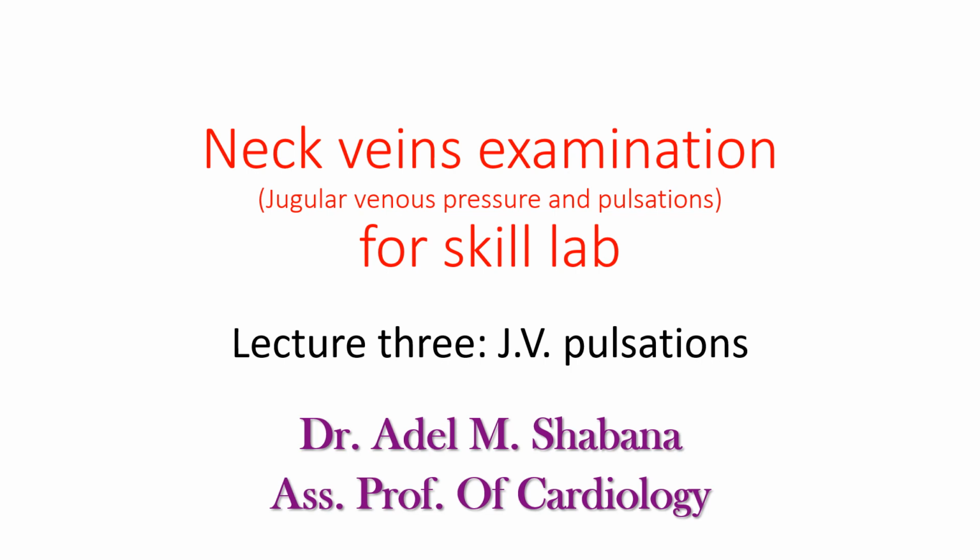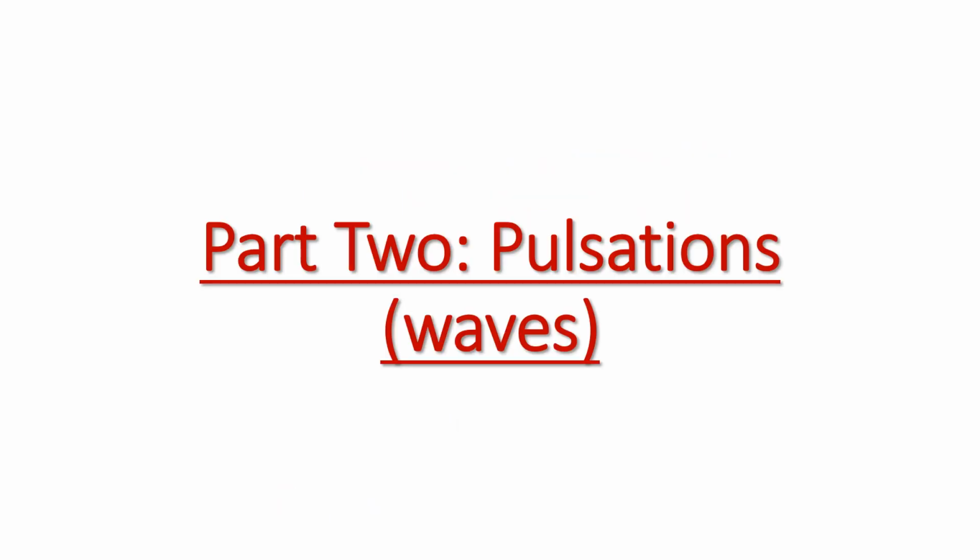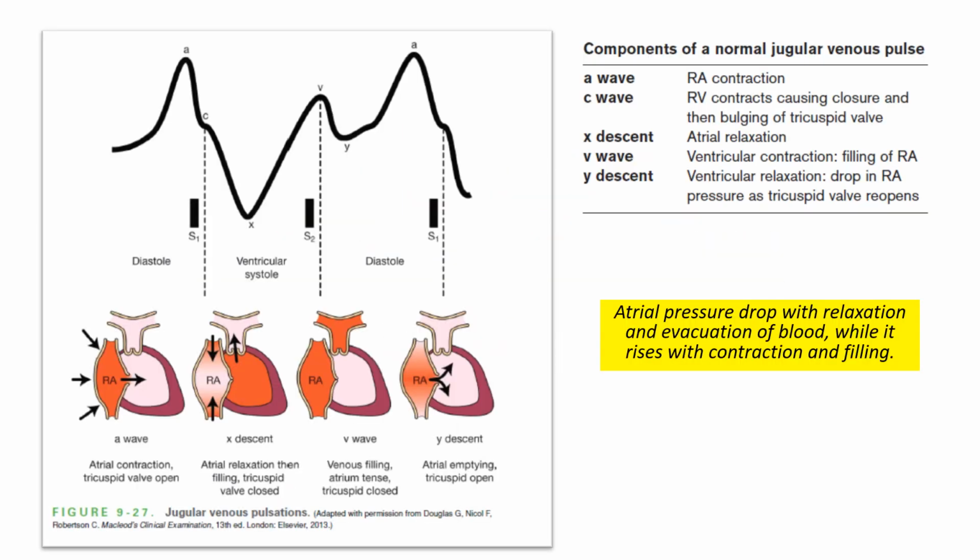This is the third lecture about the jugular venous pulsations or waves. I know that this part will remind you of the physiology, but it's very important to understand what should be in the neck veins. So let's take the right atrium.